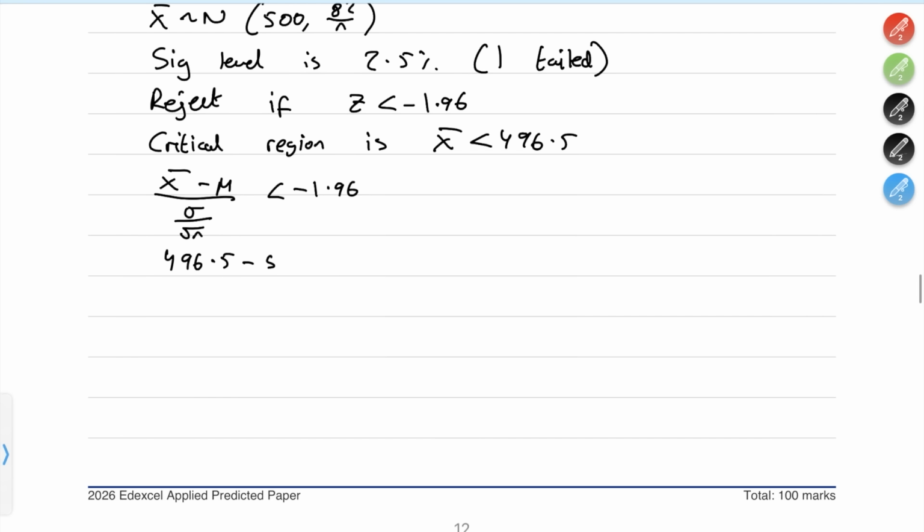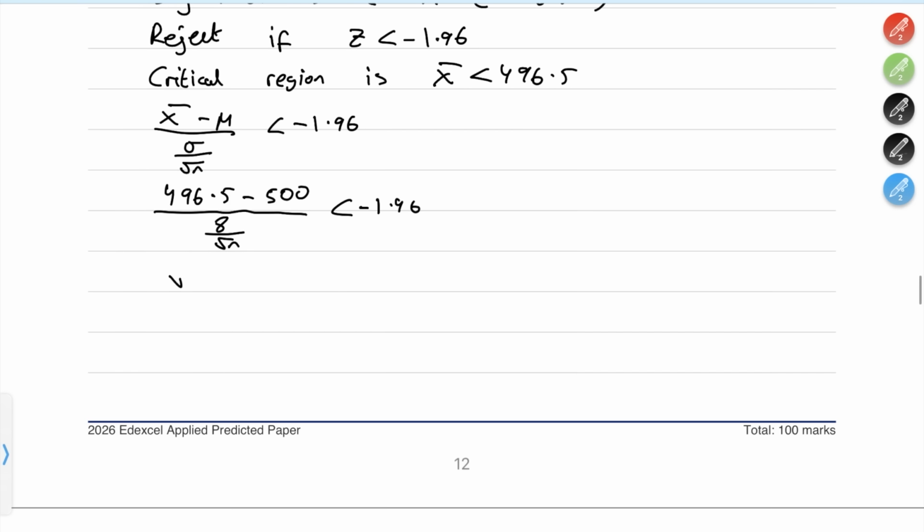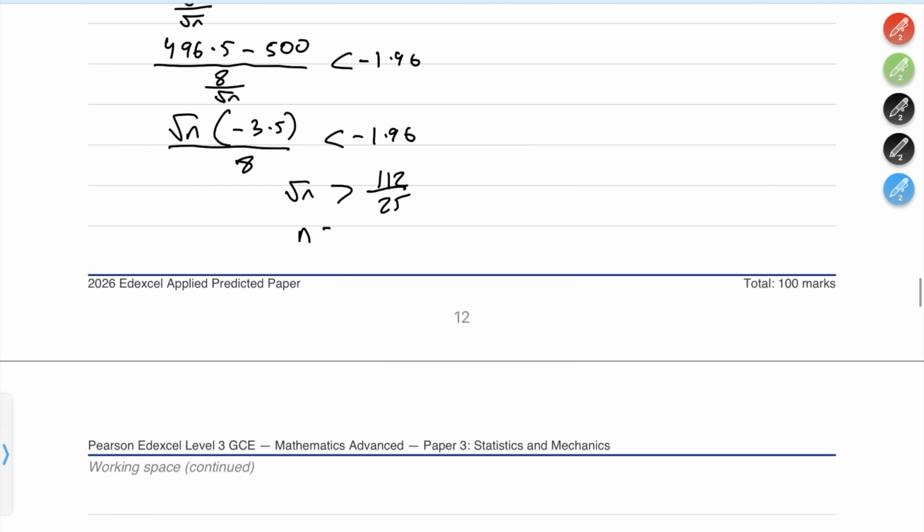496.5 minus 500 over 8 over root n is less than minus 1.96. So I can write this as root n. So 496.5 minus 500 is minus 3.5 over 8 is less than minus 1.96. So root n is greater than, because we're going to do minus 1.96 multiplied by 8 and divided by minus 3.5. So we'll get root n is greater than 112 over 25. Now let's square this, and we're going to get n is greater than 20.0704.